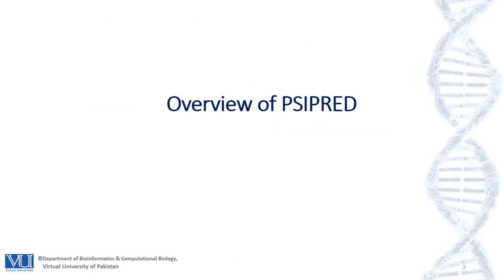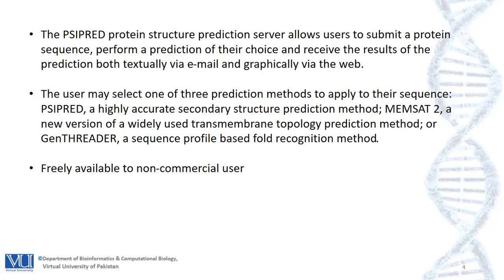So in this lab session, we will use the PSIPRED, which is an online tool for the prediction of the secondary structures of protein. So let's start with the overview of PSIPRED. PSIPRED is a protein structure prediction server that allows its users to submit their protein sequences, perform the predictions of their choice, and receive the results via email and on the web. There are three methods which you can use with this server. You can select one of the three methods or these three methods at the same time as well.